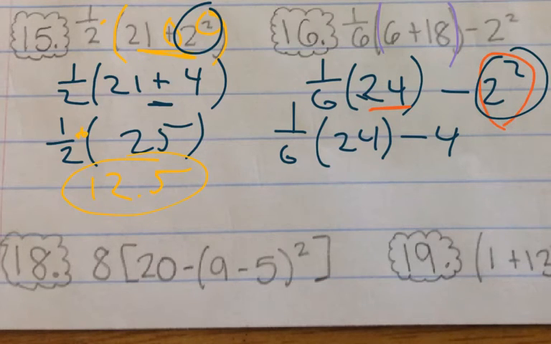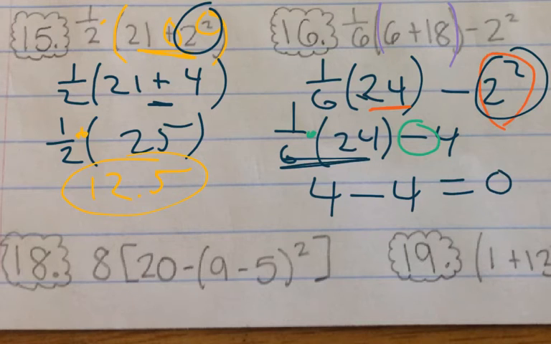Let's see what we have left. I have a 1/6 that's timesing 24, and I have a minus there. Should I do the times or should I do the minus? Hopefully you agree we're going to do the times. So 1/6 times 24 is 4. When I minus 4, I get 0. Okay? So, let's see what we have left.